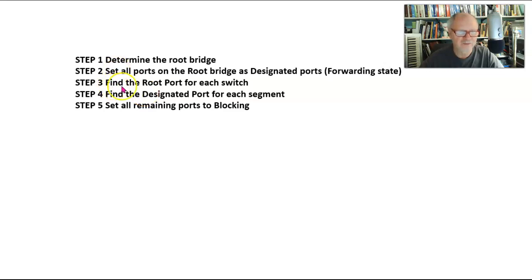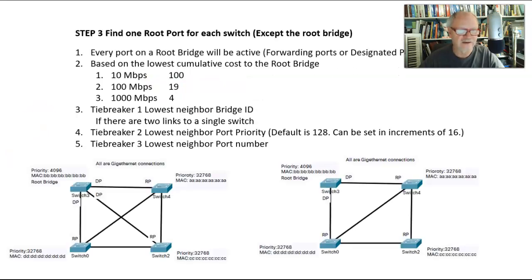Step 3 in Spanning Tree Protocol is to find the root port for every switch. Now this does not include the root bridge itself, but every other switch. Where is the root port on that switch? So let's take a look at that in a little bit more detail.